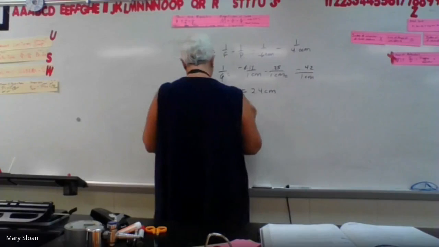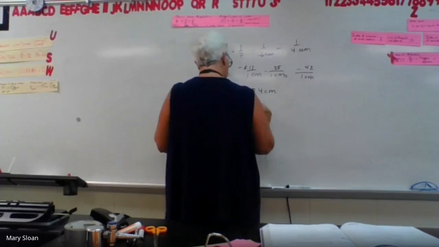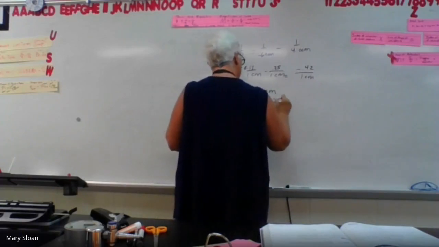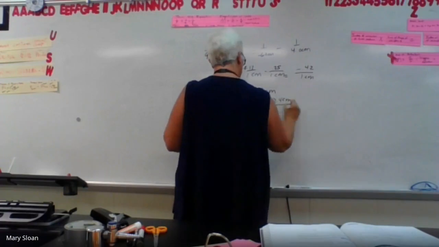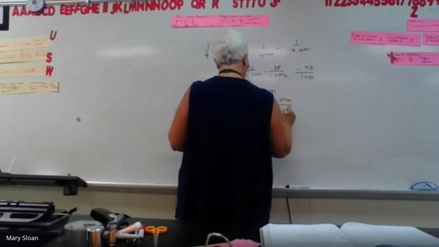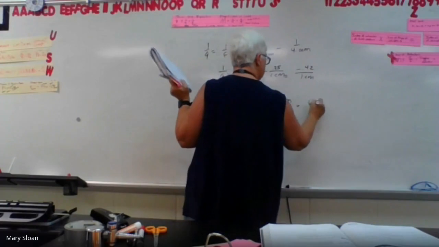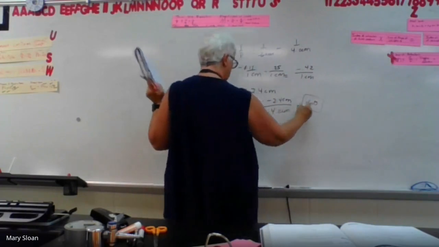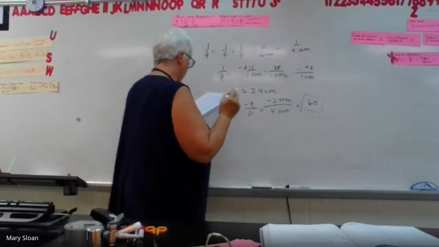And for my M, I got negative q over p, which is negative 2.4 centimeters divided by 4.0 centimeters, which equals 0.60. That is the answer that I got for number C.